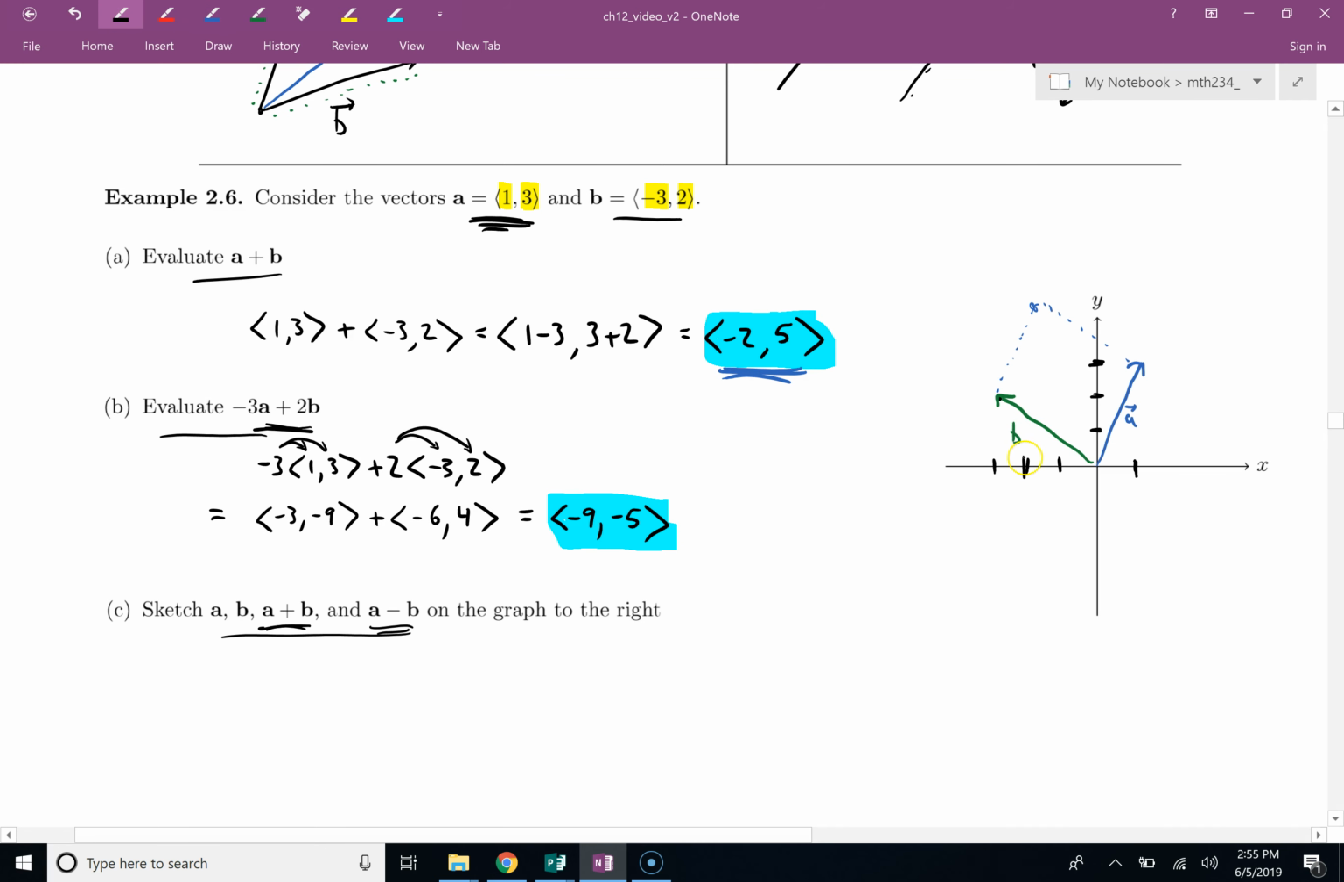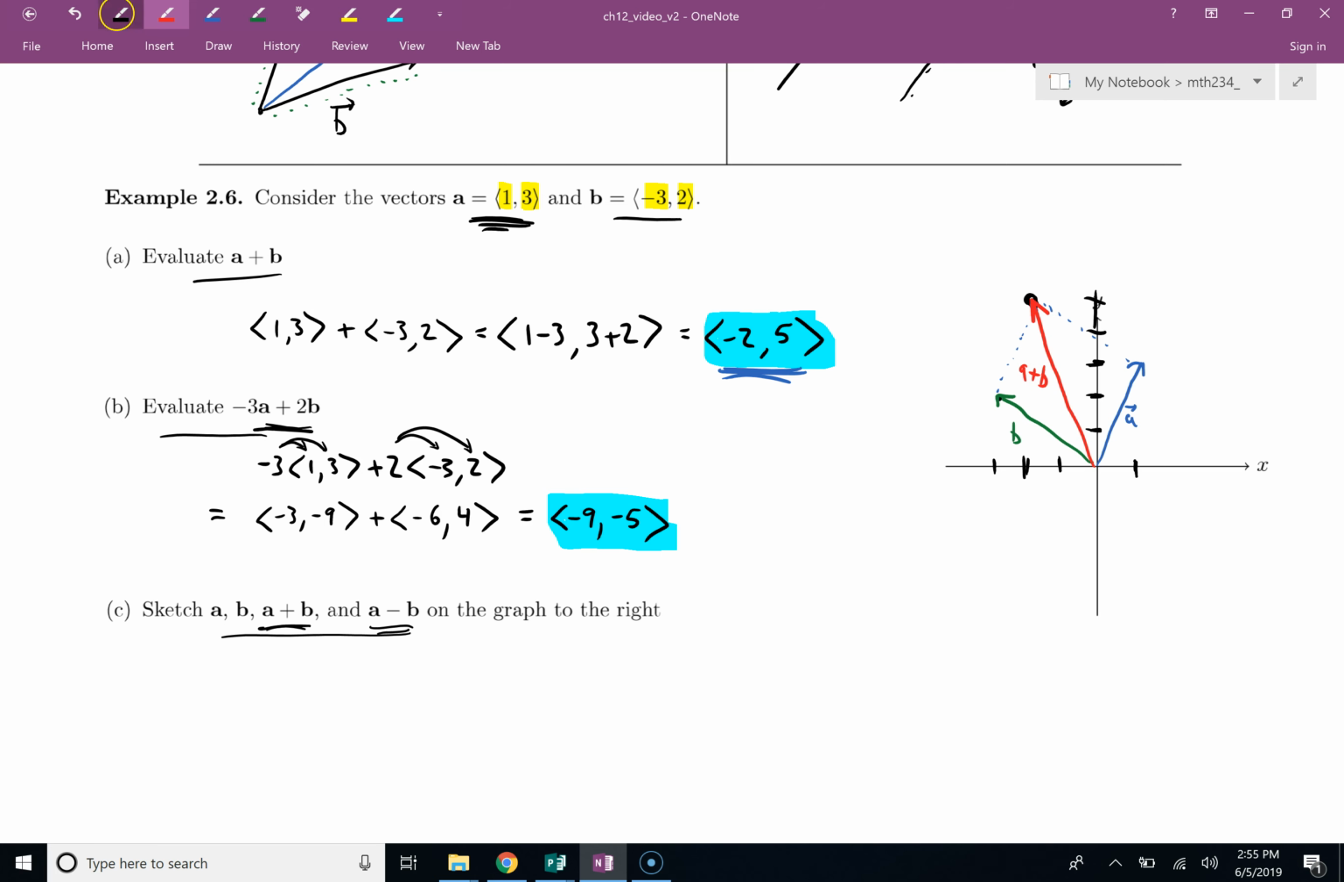So negative 2, and then up 5. 1, 2, 3, 4, 5. That ends up being pretty darn close right here. Negative 2, 5. For that one, maybe I'll use red. Kind of running out of colors here. So this is going to be A plus B.